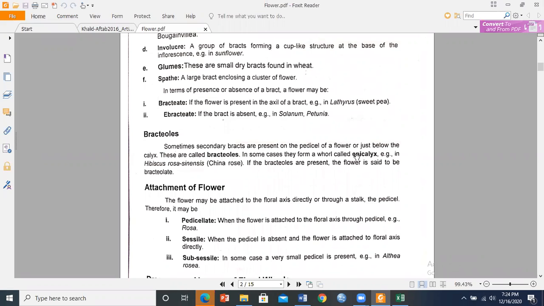Again, it is important: secondary bracts present just below the calyx are called bracteoles. And if they form a whorl, then it is called an epicalyx, for example, in Hibiscus rosa-sinensis. If the bracteoles are present, the flower is said to be bracteolate. If the bract is present, the flower is called bracteate, and if the bracteole is present, then the flower is called bracteolate.